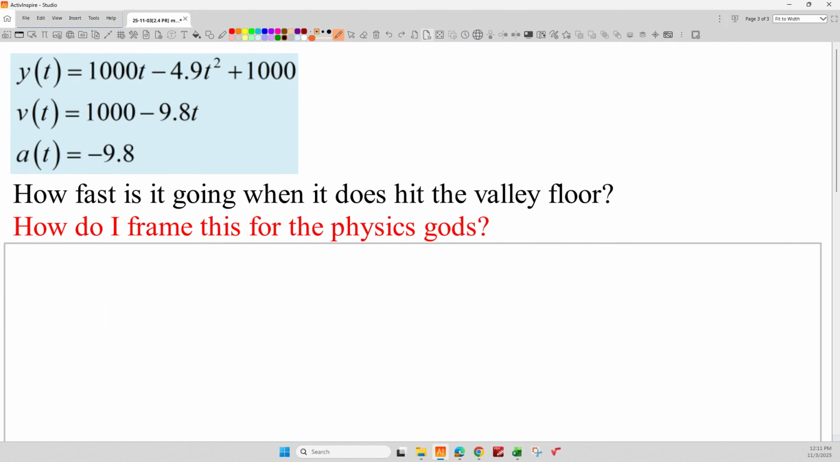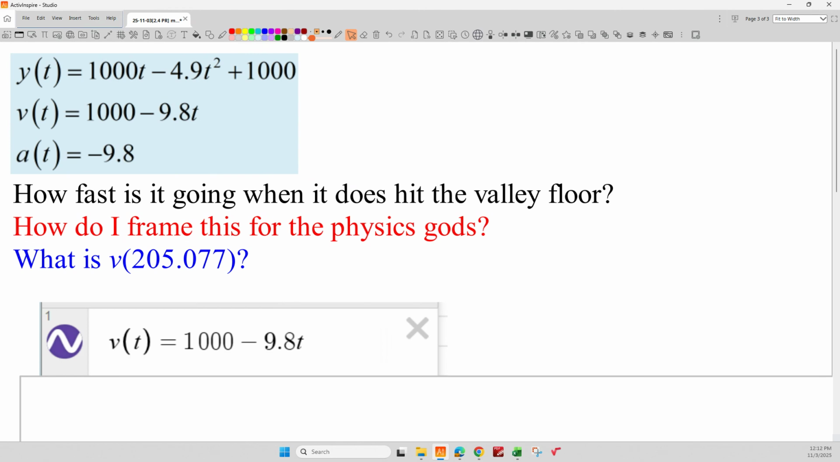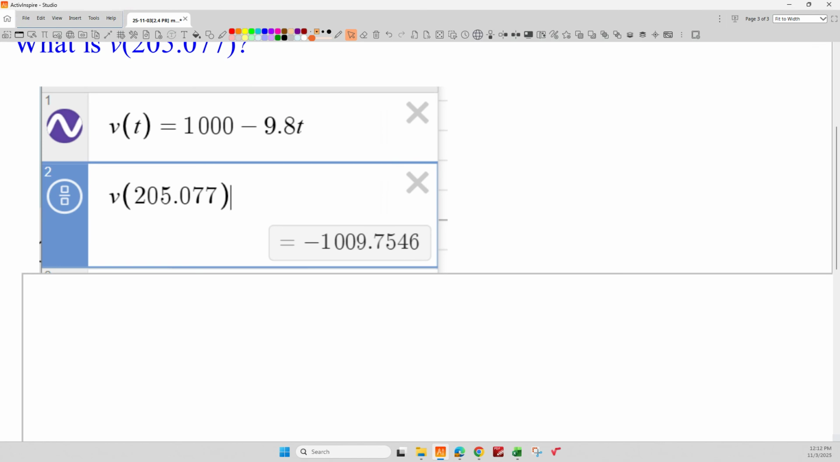Yeah, right. Now we know the specific frame, the time index of that frame. Now we're just going to go to that frame, and instead of looking at position, we're going to look at the velocity sensor, right? Whatever the velocity of the bullet is, by plugging in that value of t. And we get v of 205.077, and we can just evaluate that directly, and we get an answer of negative 1,009.7546. Okay, does that pass the smell test?